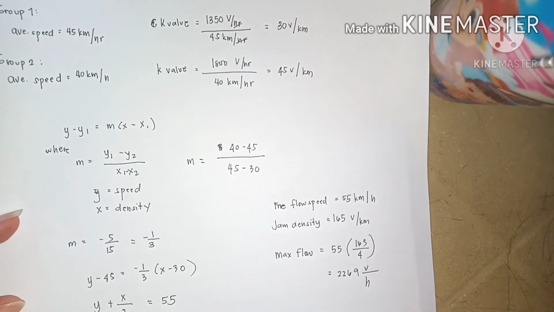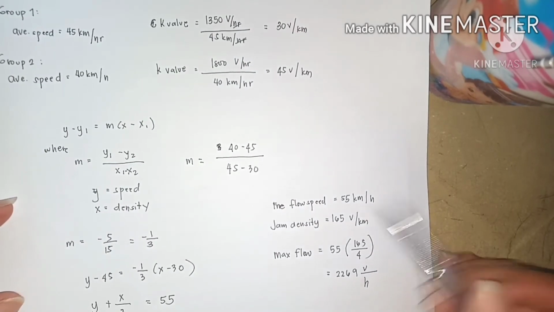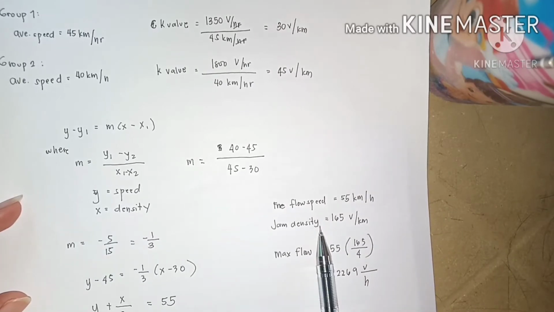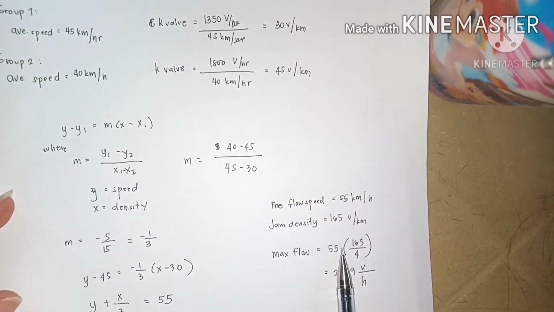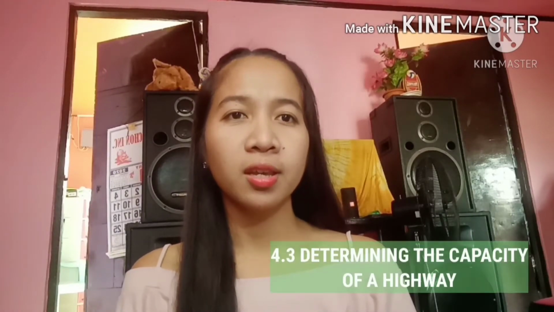Examining the boundary conditions, we're going to have a free flow speed of this value, a jump density, and the maximum flow. Now, let's proceed in determining the capacity of a highway.